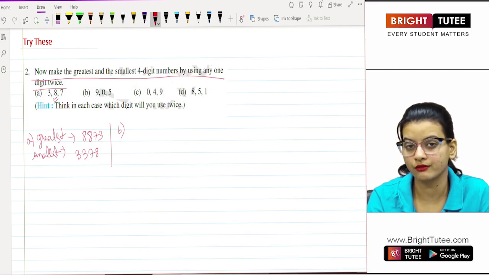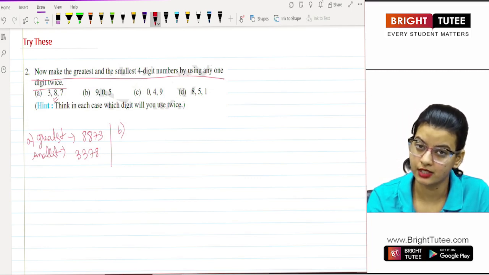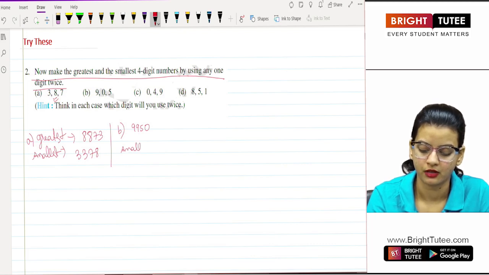Next we have 9, 0 and 5. Okay. So for the greatest, what are we going to do? We are going to use the greatest digit twice. So 9, 9, 5 and 0. Okay. Now what about the smallest? For smallest, what are we going to use?